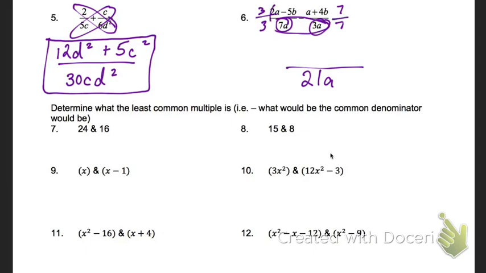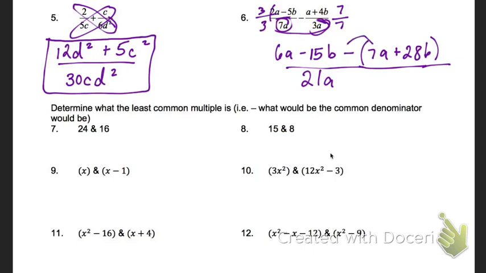So I'd multiply by 3 and by 7. So when I multiply this by 3, it becomes 6a minus 15b. Is this a minus right here? Yes. And then minus 7a plus 28b. And I put it in parentheses so that I can distribute the minus sign, right, because I'm going to distribute here in a second.